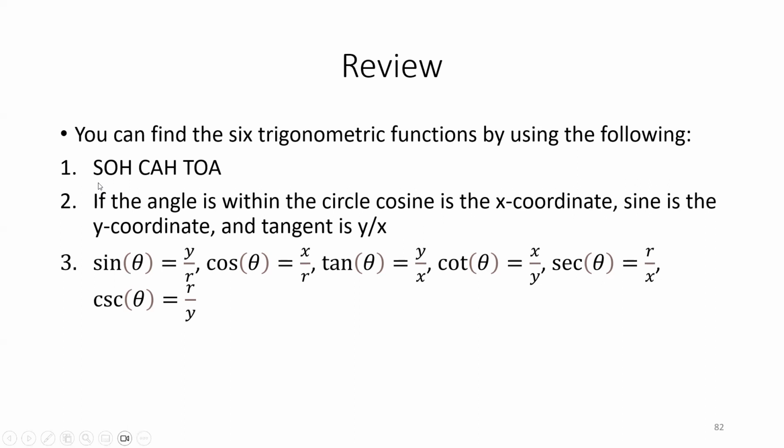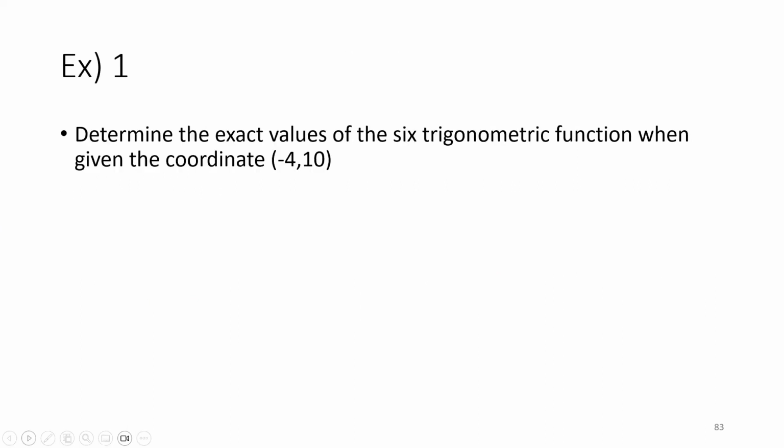So let me get my unit circle. Okay, so that should be a review. And yeah, let's just start dealing with examples. Example one says, determine the exact value of the six trigonometric functions when given the coordinate -4, 10. So we have to find the six trigonometric functions, and they give us one thing, a coordinate. So -4 is your x, and 10 is your y, right?